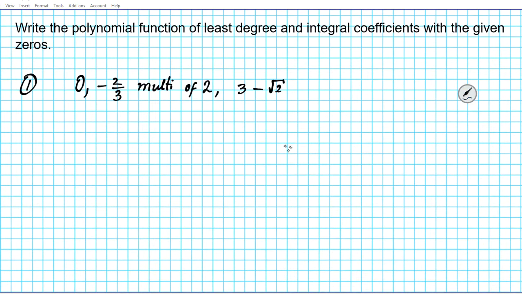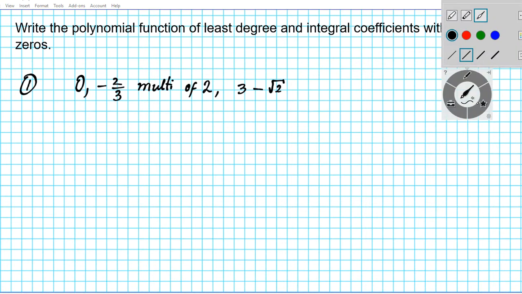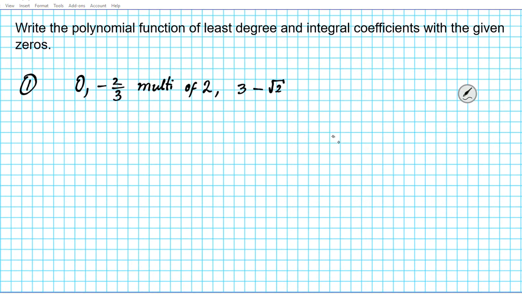Okay, now let's take a look at this example here. Instructions are for us to write the polynomial function of least degree and integral coefficients with the given zeros. So we have a polynomial function that the zeros are 0, negative 2/3, with a multiplicity of 2, and 3 minus root 2. Okay, so let's list our zeros.